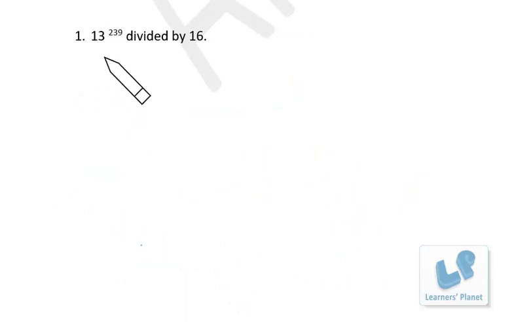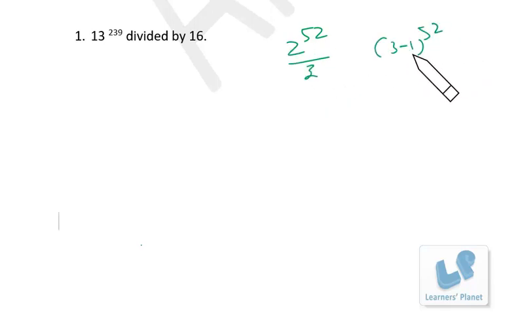Now here the very first question is 13 raised to 239 divided by 16, what will be the remainder? See friends, in a simple question like 2 raised to 52 divided by 3, what will be the remainder? These you can solve very easily, because the difference between 2 and 3 is just 1. So 2 can be written as 3 minus 1, raised to 52. If it is divided by 3, the remainder is minus 1 raised to 52, or I can just say 1. So these are very simple questions.